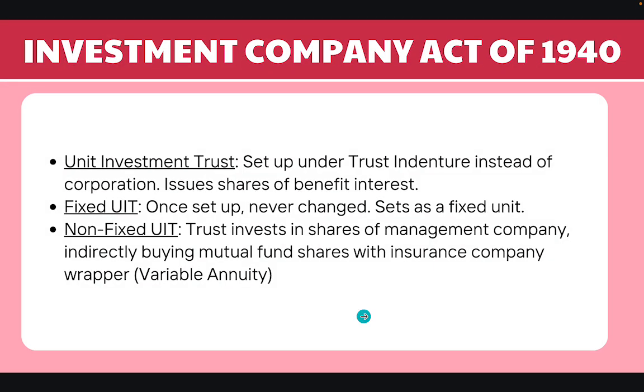Investment Company Act of 1940, again, we've got unit investment trusts. These are set up under a trust indenture instead of a corporation, and it issues shares of beneficial interest. There are two main types. The fixed UIT, once it's set up, never changes. It's set as a fixed unit, obviously low fees. The non-fixed UIT: the trust invests in shares of a management company, indirectly buying mutual fund shares with an insurance company wrapper, like a variable annuity.